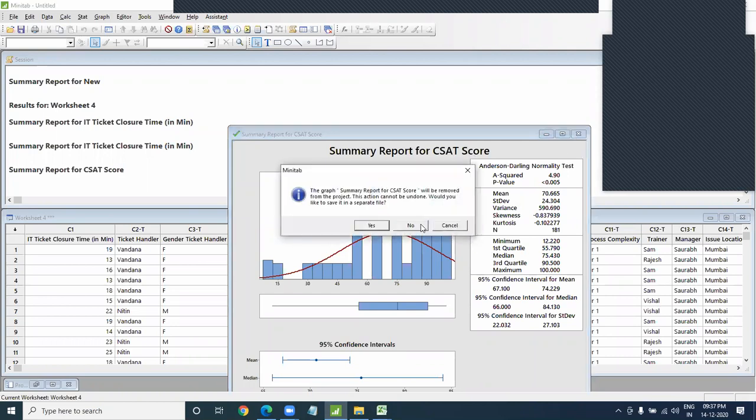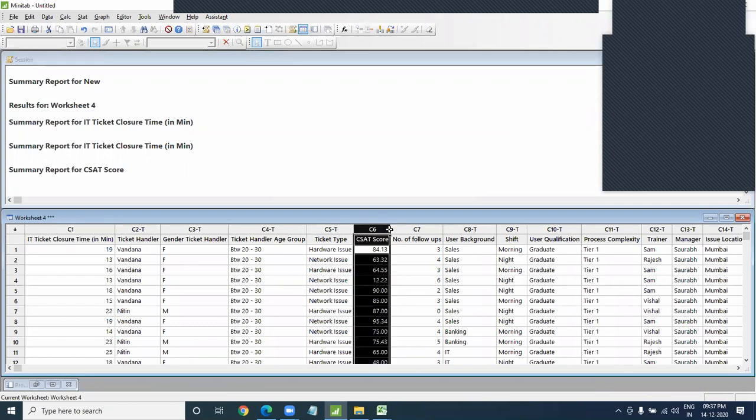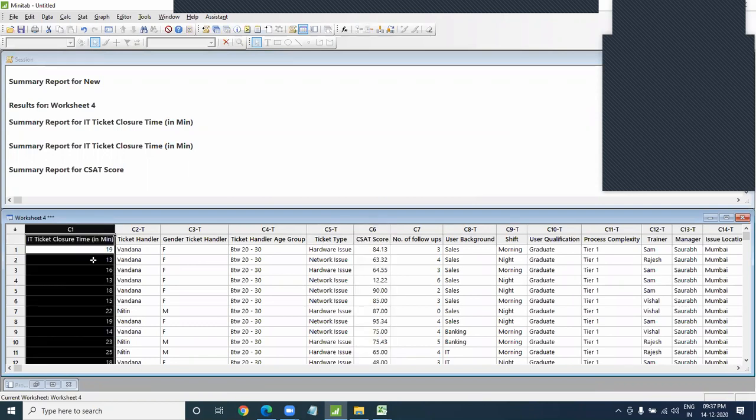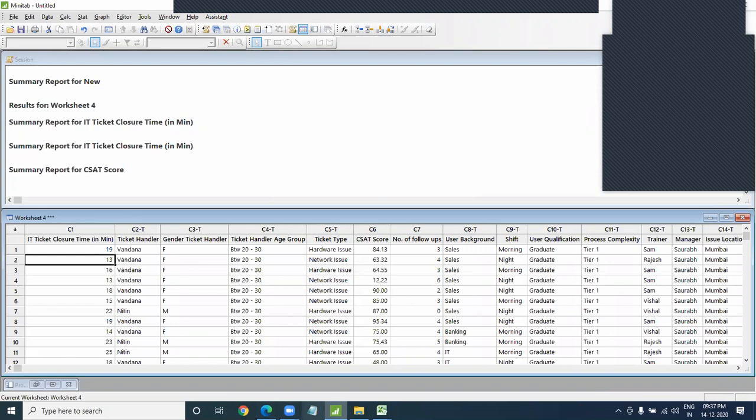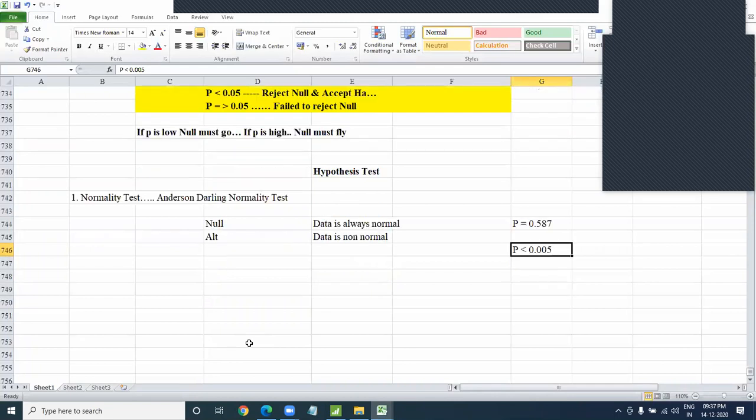But when we checked the ticket closure time data, that was normally distributed. This data is non-normal, this data is normal. Bottom line, that's how it is, simple as that. The first thing we do is a normality test. Any data that comes in, we would like to know whether it is normal or not. Why? Because if the data is normal, I look at the mean of the data. If the data is not normal, I look at the median of the data. That's the reason I want to know whether it's normal or non-normal.